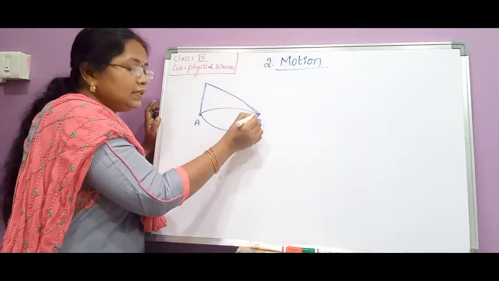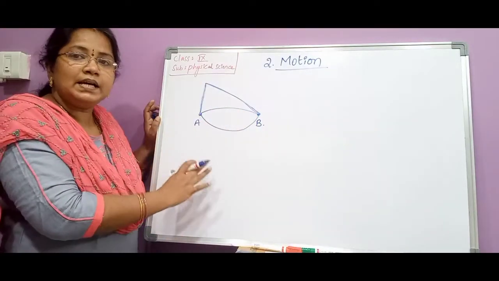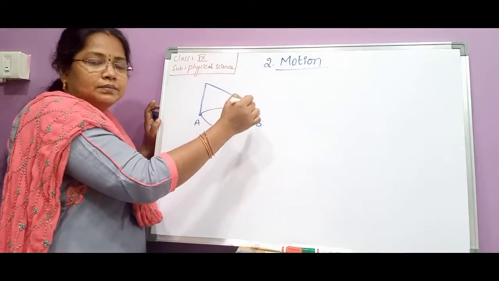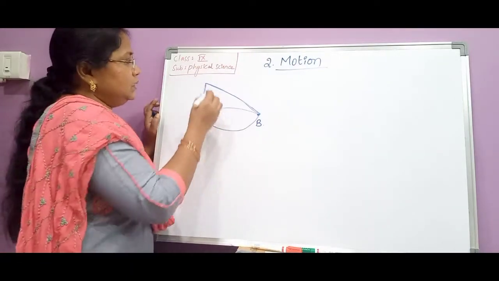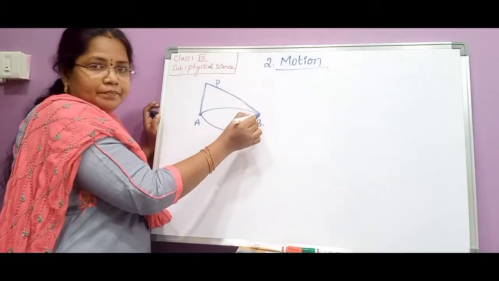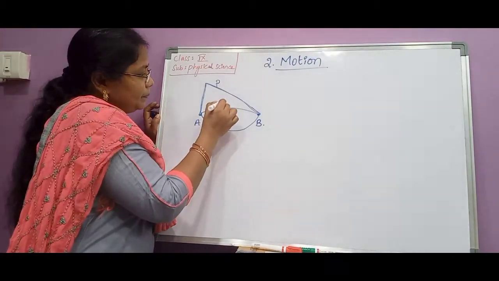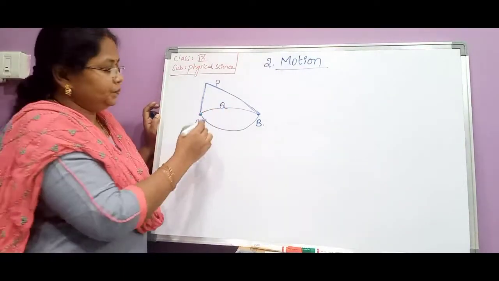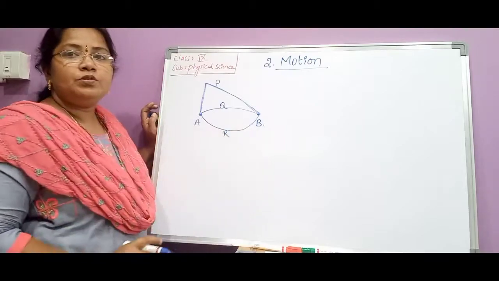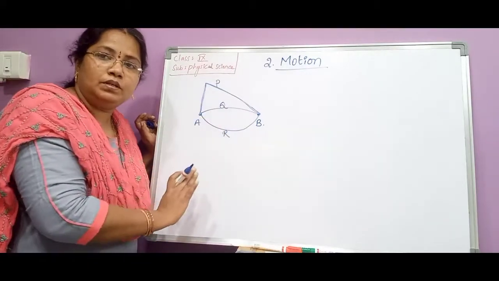The length of the path covered by the object tells the distance traveled by that object. If the object has chosen this path, let me give some names to the paths. This is the first path, P. This is the A, P, B path. The second one, let us take this as Q, A, Q, B. Let us take this as R, A, R, B. So suppose these three paths are available, let us assume.